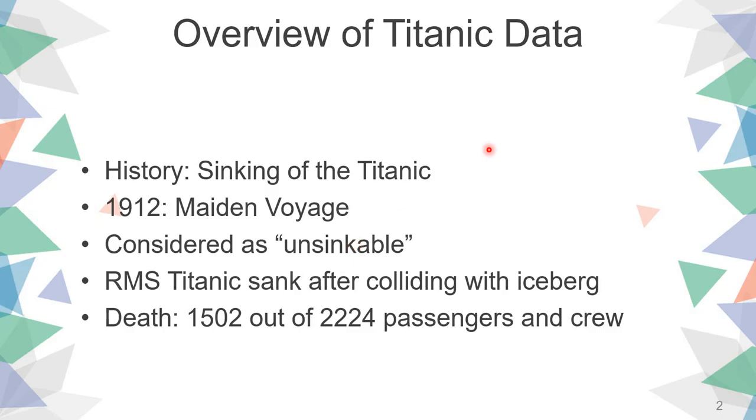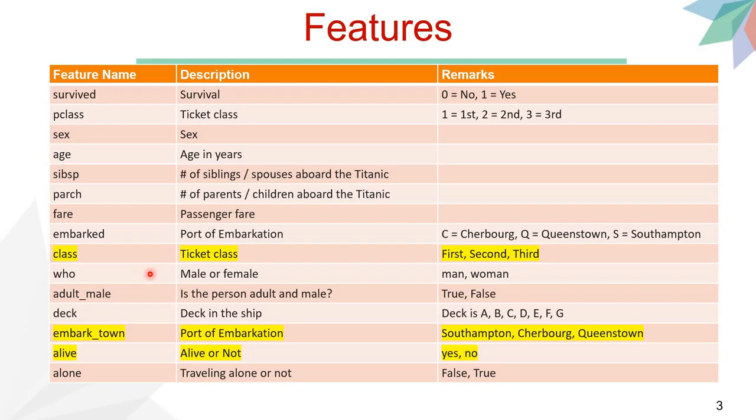Titanic is a ship which was on its maiden voyage in 1912. It was considered as something which is unsinkable, but it did collide with an iceberg and it sank. Out of 2,224 passengers and crew members, 1,502 died in this tragic incident.